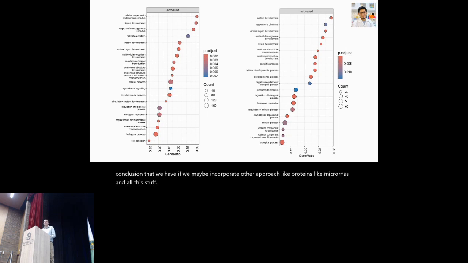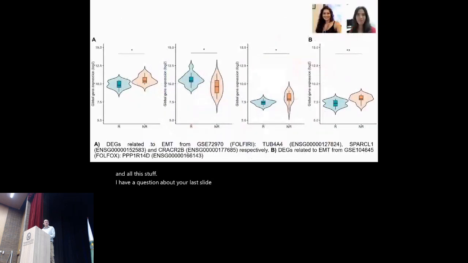Yeah, I have a question about your last slide. Yes, this one. So, how did you pick these four genes? Were these from the differential expression, or what?